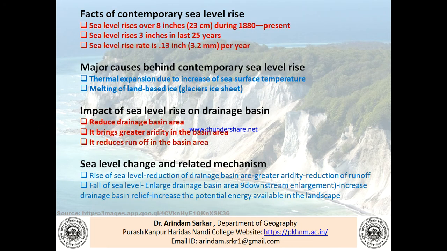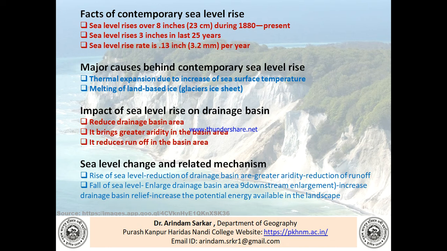Now, the facts of contemporary sea level rise. Sea level has risen over 8 inches, which equals 23 centimeters, from 1880 to the present. Sea level has risen 3 inches in the last 25 years. Sea level rises at a rate of 0.13 inch, which equals 3.2 millimeters per year.